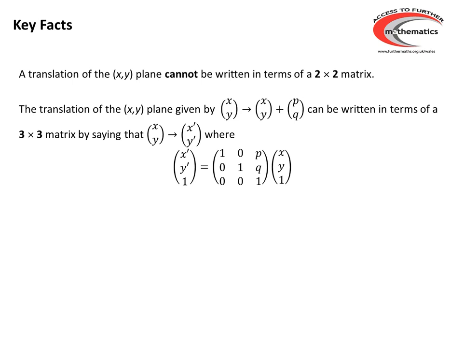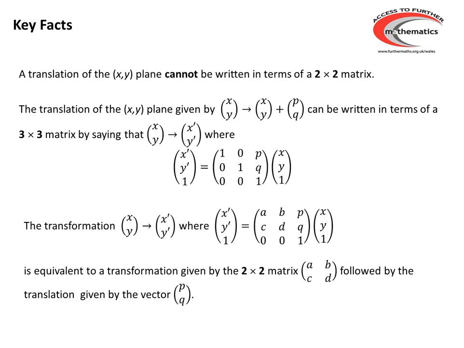And pushing that a little bit further, you will have seen that the transformation which takes (x, y) to (x dash, y dash), where (x dash, y dash, 1) is obtained by taking the 3 by 3 matrix whose first row is a, b, p, whose second row is c, d, q, and whose third row is 0, 0, 1, times the column vector (x, y, 1), gives us a transformation equivalent to, first of all, the 2 by 2 matrix (a b; c d), followed by the translation with vector (p, q).